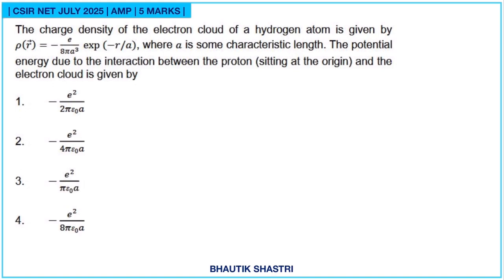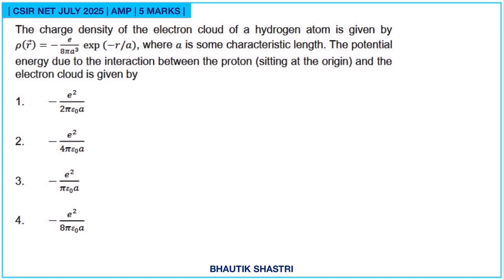Question number 1. The charge density of the electron cloud of a hydrogen atom is given by ρ, where a is some characteristic length. The potential energy due to the interaction between the proton sitting at the origin and the electron cloud is given by. Here charge density is given, so we will calculate the potential.